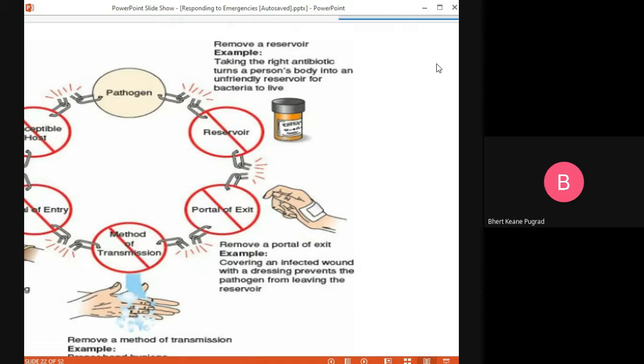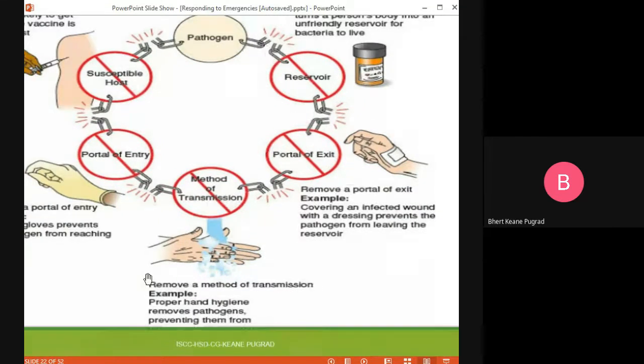Okay? So how could we break the portal of exit? So we could break this via covering the infected wound. Okay? Covering the wounds of infected individuals. Okay? That is to prevent leaking, prevent the seepage of blood, and preventing the pathogen from leaving the area or leaving the reservoir. How to prevent mode of transmission? This is very crucial, no? Hand washing or hand hygiene is very important. Okay? How could we prevent the portal of entry?